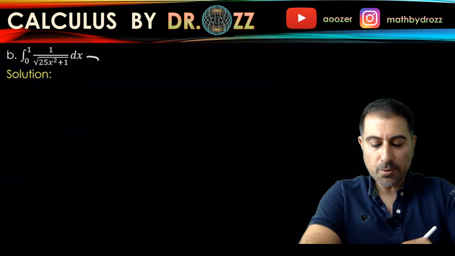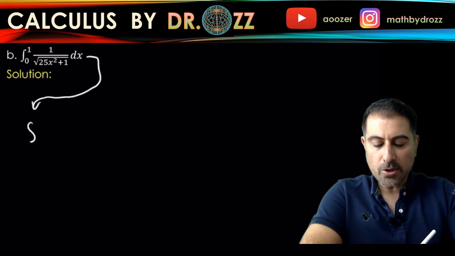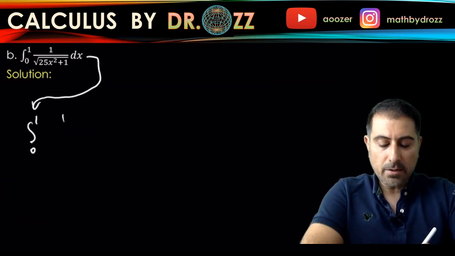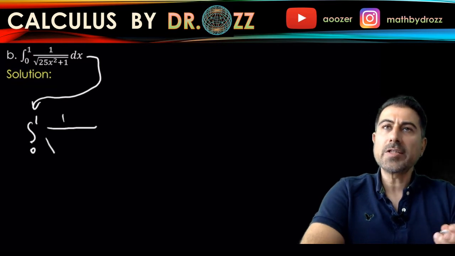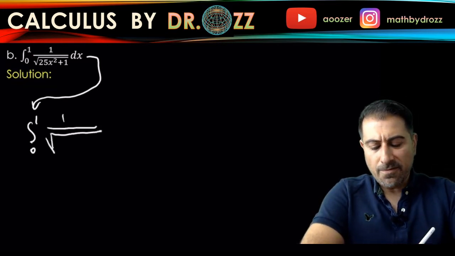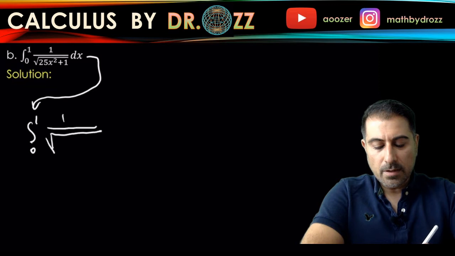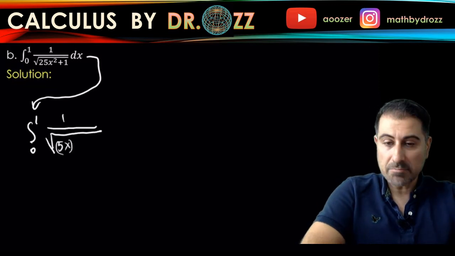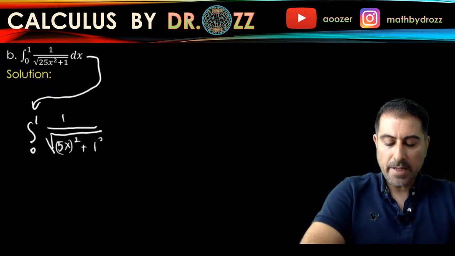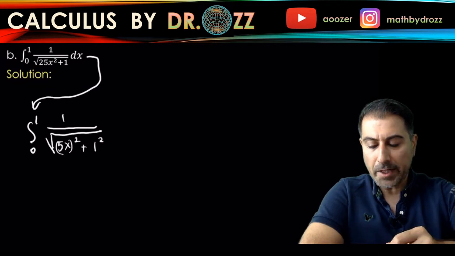So the integral from 0 to 1, 1 over radical of 25x squared, which is the square of 5x, right? And then 1 is the square of 1 itself, right? And dx. So now I have the sum of the squares.